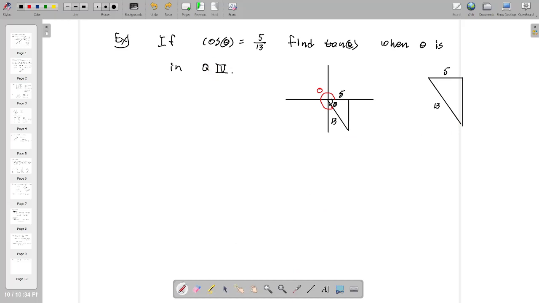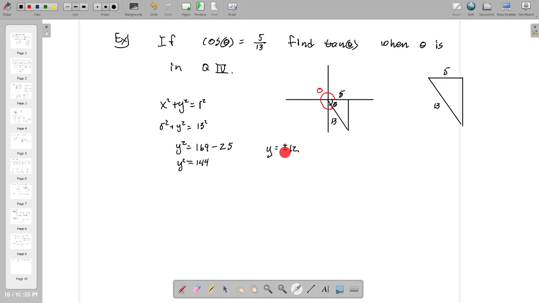Well, we could just use the Pythagorean theorem. x squared plus y squared is equal to r squared, where r is our hypotenuse length. So in our case, our x is 5. 5 squared plus y squared is equal to 13 squared. Subtract the 25 over, and our y squared is equal to 169 minus 25, which gives us 144. Take the square root, and we'll have y is equal to plus or minus 12.